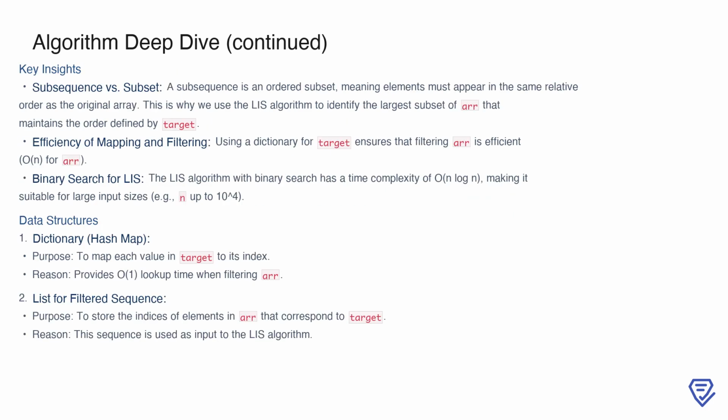To understand why this approach works, it's important to note that a subsequence is different from a subset. It must preserve the relative order of elements. This is why we rely on the LIS algorithm to identify the longest portion of ARR that aligns with the order in target. The mapping and filtering steps are efficient due to the use of a dictionary, which allows us to look up indices in constant time, making the filtering process linear with respect to the size of ARR.